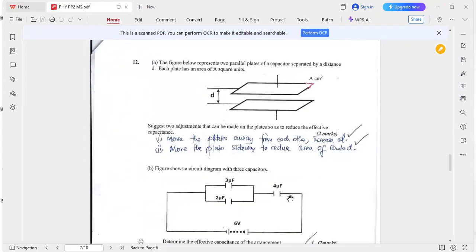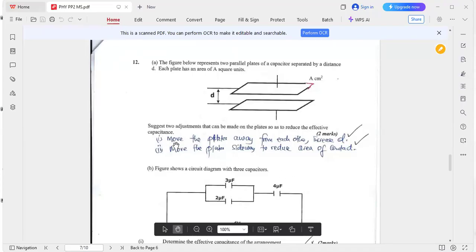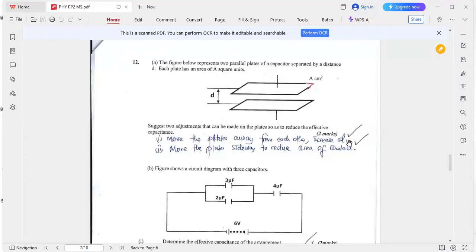We know the factors affecting the capacitance of a parallel plate capacitor, one of them being distance of separation D. So for us to lower the capacitance, we increase that distance D. So here, one of the answers says, move the plates away from each other or increase D.